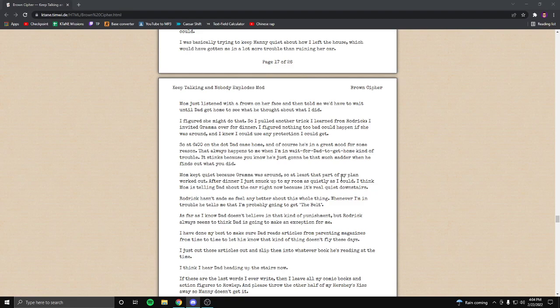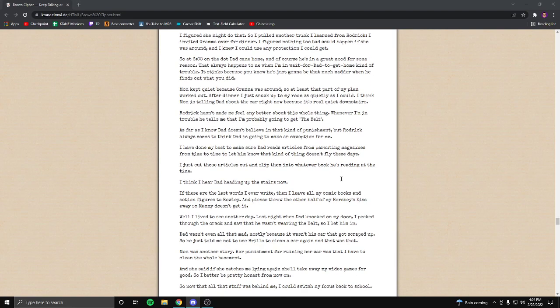I've done my best to make sure Dad reads articles from parenting magazines from time to time to let him know that that kind of thing doesn't fly these days. I just cut those articles out and slipped them into whatever book he's reading at the time. I think I hear Dad heading up the stairs now. If these are the last words I ever write, then I leave all my comic books and action figures to Rowley. And please throw out the other half of my Hershey Kiss so Manny doesn't get it.